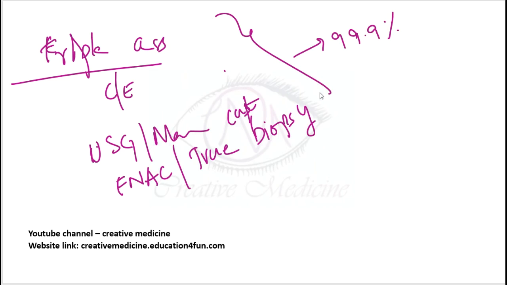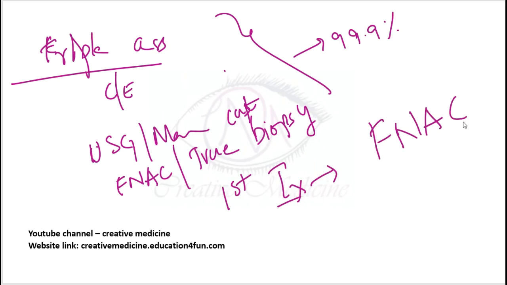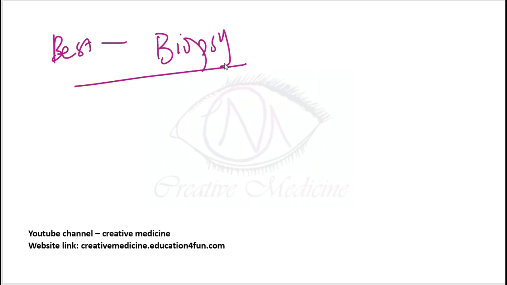This triple assessment has a sensitivity of 99.9%. Among all these, if you were asked what is the first investigation, FNAC is the first investigation which is done. Then if you were asked what is the best investigation, the best investigation is actually biopsy. So this is about the diagnosis and investigation.